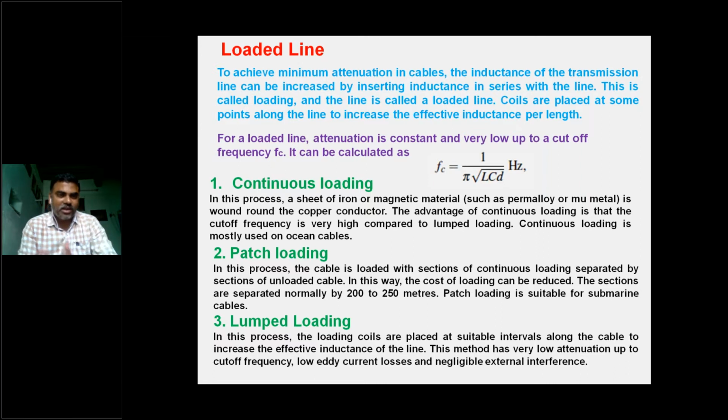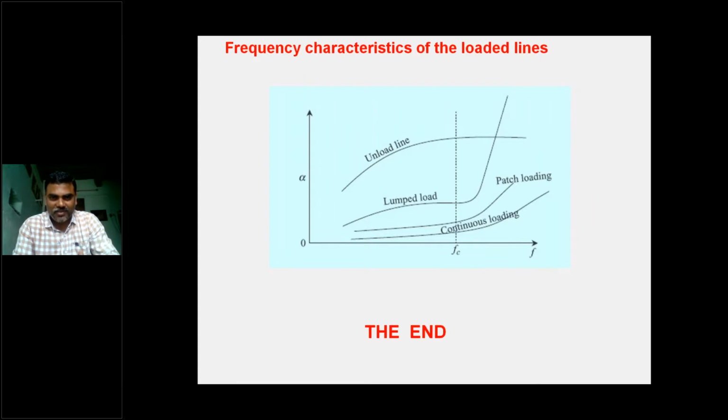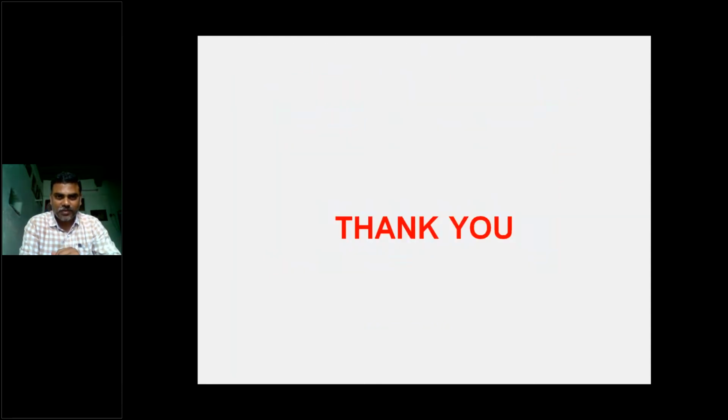So a loaded line means we have to serially connect the inductance, and if you connect that inductance continuously throughout the line, you can call it continuous load. If you connect that inductance over sections, then you can call that patch load. And lump loading means we have to take those coils continuously over the particular period. So these are the different types of loadings. These are the characteristics of the attenuation constant varying with respect to frequency for the unloaded line, lump load, continuous load, and patch load. Okay, so this is about transmission lines part 1.